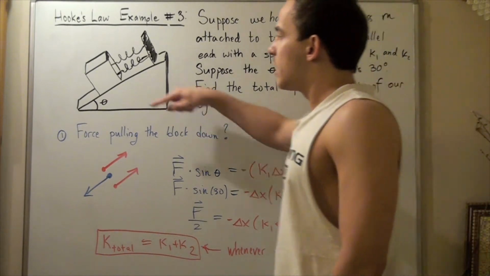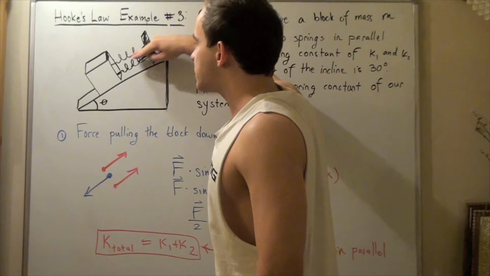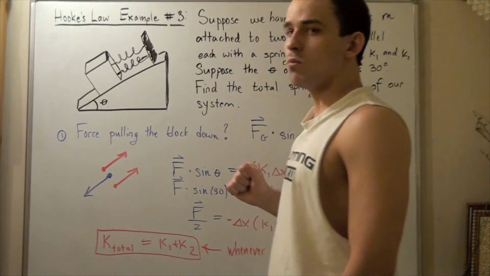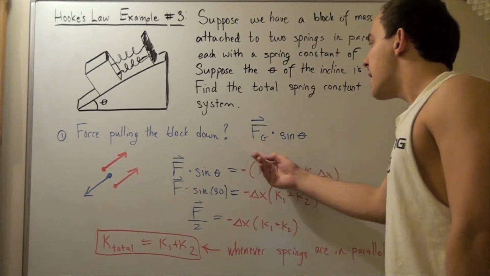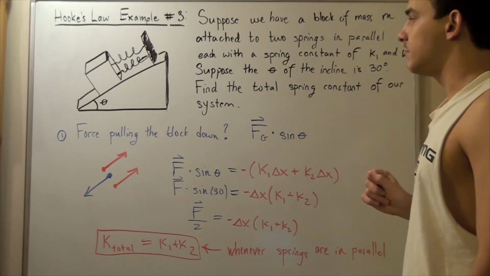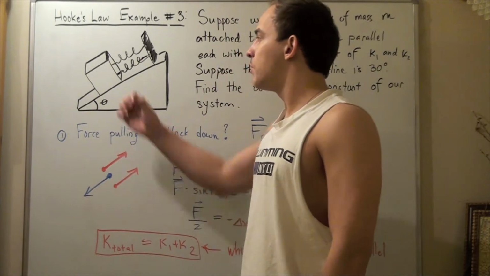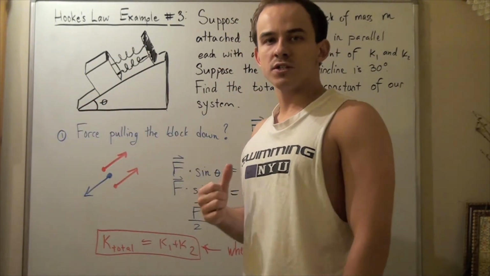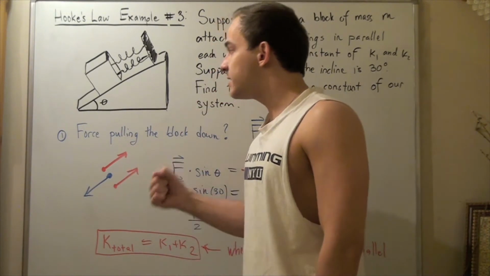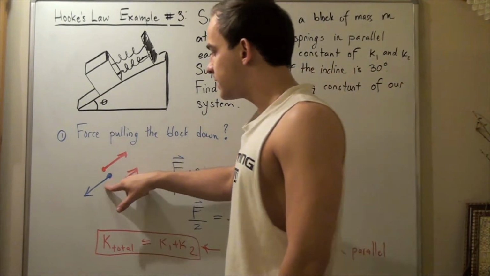So remember, the force that's pulling down along this inclined plane, along this x-axis, if we're looking at this to be our x-axis and this to be our y-axis, is simply the magnitude of the force of gravity multiplied by the sine of the angle. So let's look at all the forces that are pulling down on my object and all the forces that are pulling up on my object. The forces pulling down are simply one force. It's F_g times sine theta. So it's this force here.